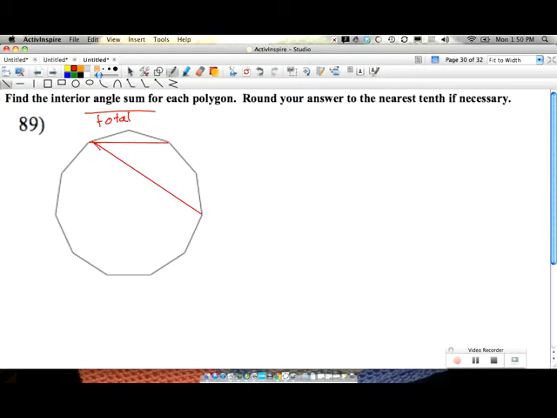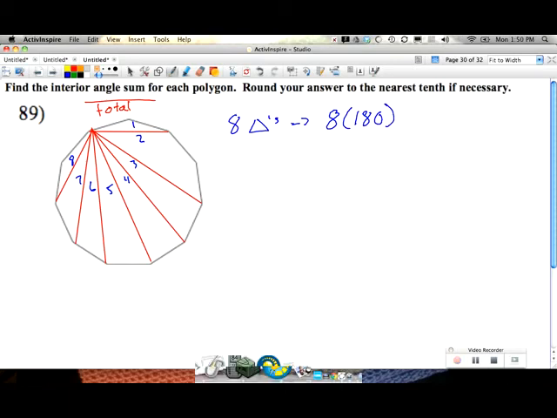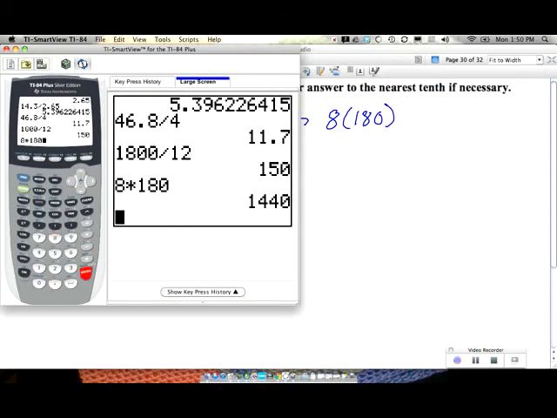So let's count our triangles then. That means that we're going to have 1, 2, 3, 4, 5, 6, 7, 8. We got 8 triangles. 8 triangles means that we're going to have 8 times 180, which is the same thing as 4 times 2. What we get? 8 times 180. We got a calculator, might as well use it. 1440. So the total equals 1440. Excellent, excellent, excellent.